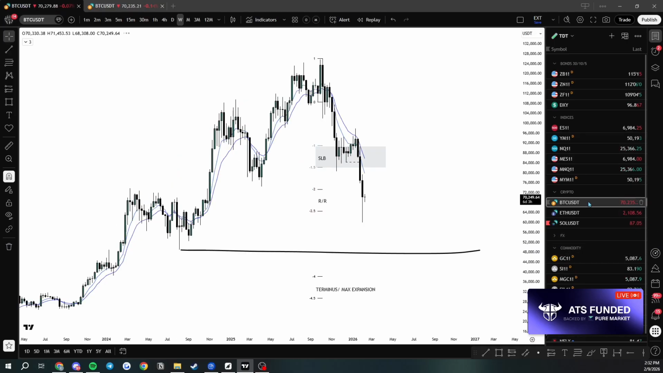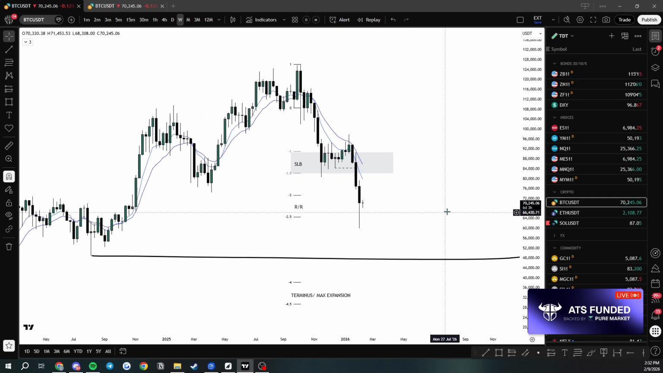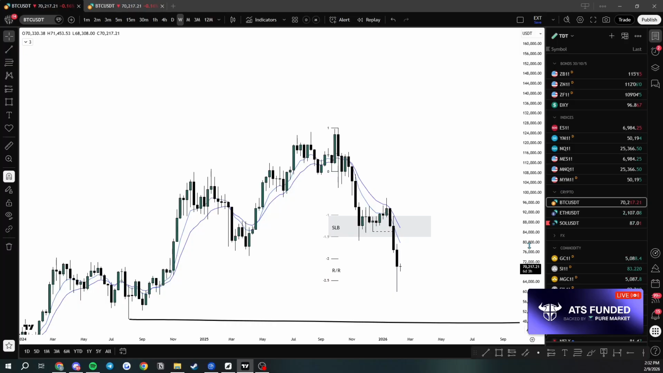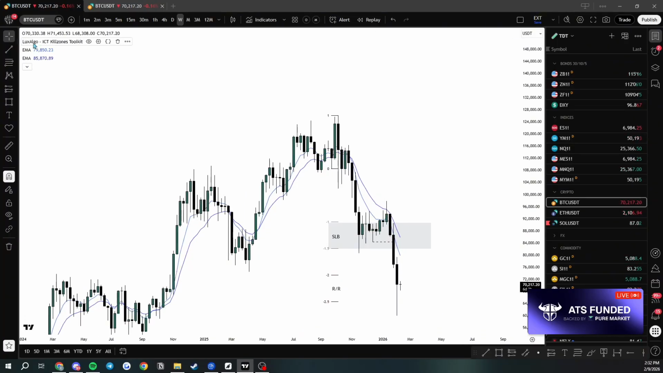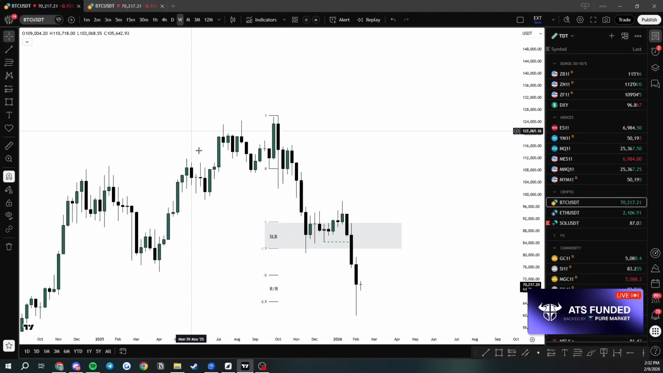So essentially, I'm looking to frame the manipulation leg, the last manipulation leg before the expansion. So let's just take off these EMAs real quick. So in this case, we have a move up, takes out this swing high, right? That's very important, that when we're framing manipulation legs, we usually want to see that it's taking out something, whether it be a high or a low, but we want to see that, right?